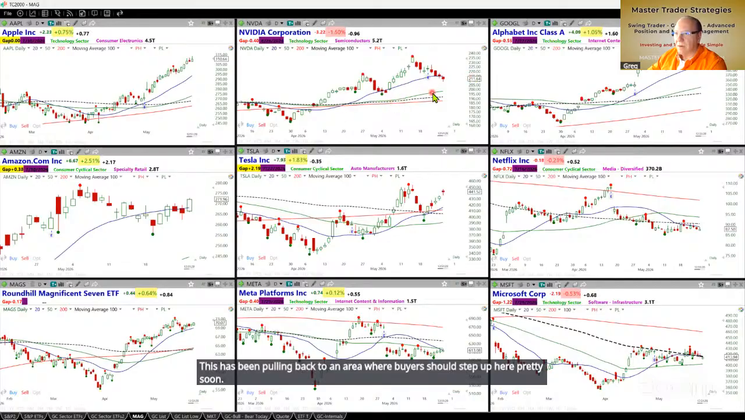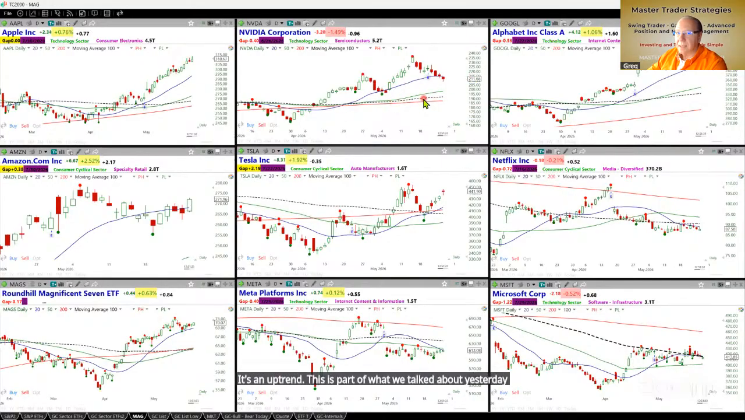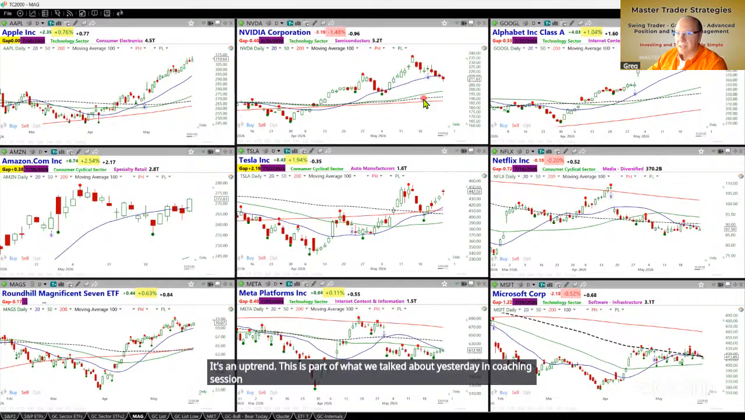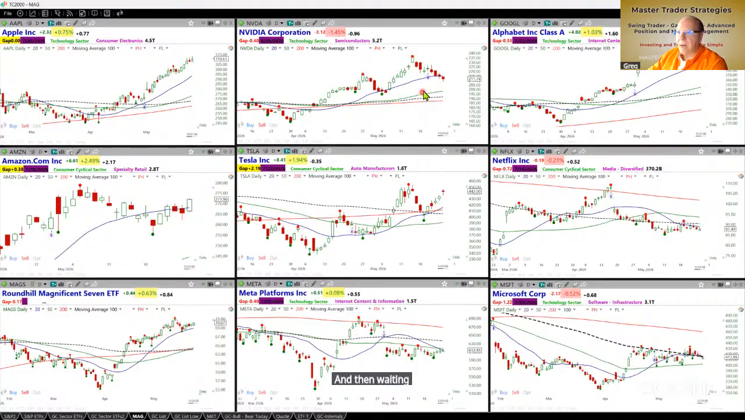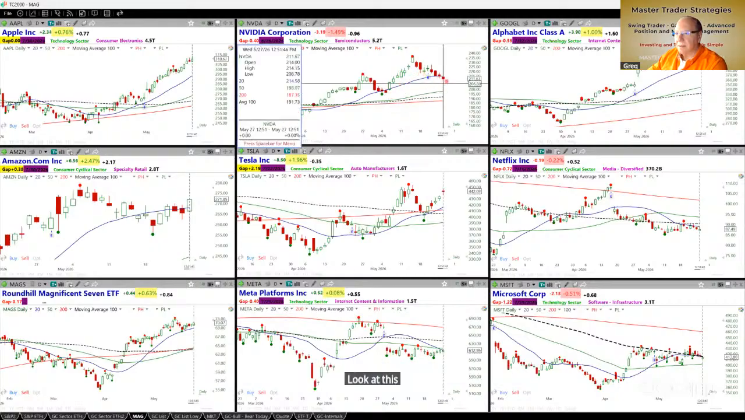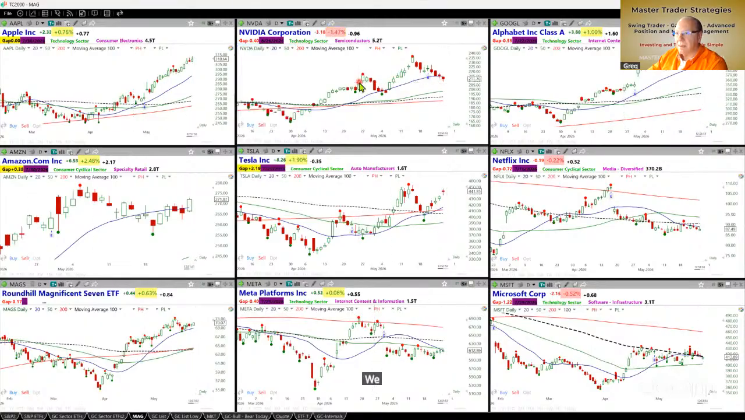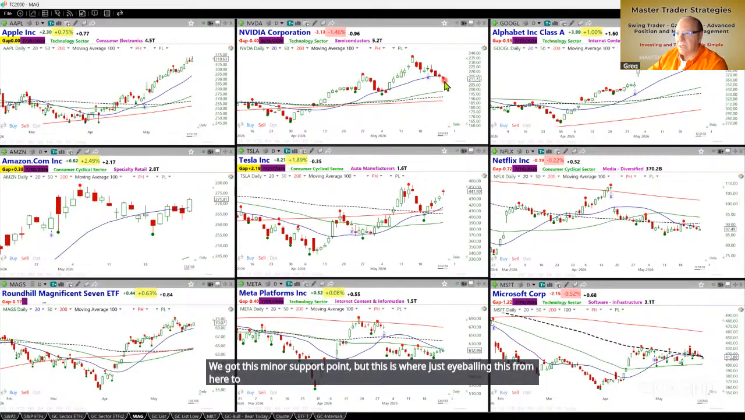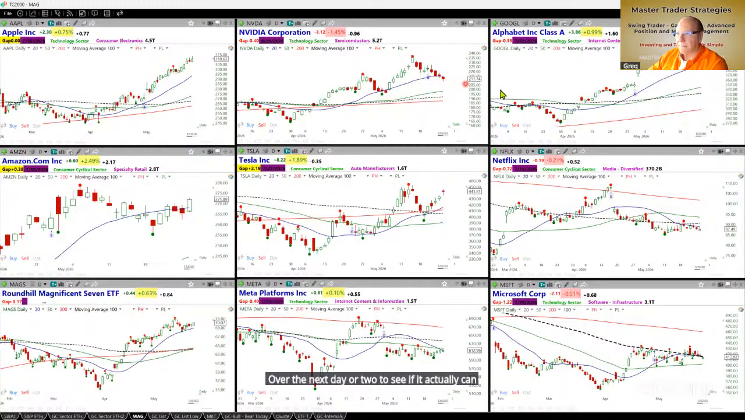It's an uptrend. This is part of what we talked about yesterday in coaching session about assessing the big picture and then waiting. And we talked a little bit today about waiting for the setup. So look at this. What's to the left here? Nothing. We got this minor support point, but just eyeballing this from here to here, this is where they should begin to materialize. You want to watch this over the next day or two to see if it actually can make a turn.